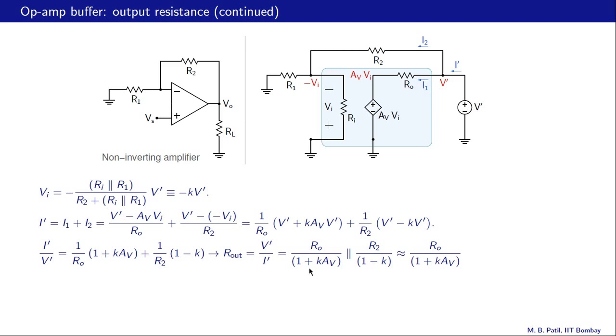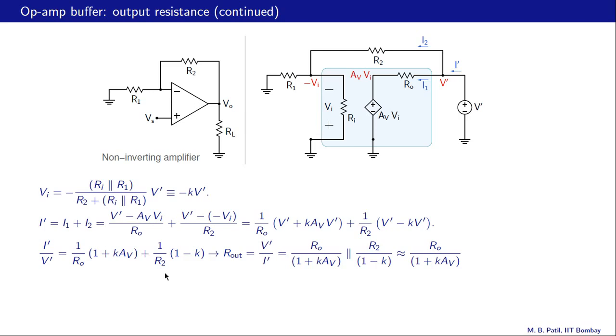Now of these two, this resistance is clearly very small because we have RO here, and RO of an op amp is a small resistance, and therefore a small resistance in parallel with a larger resistance is essentially that smaller resistance itself. So then we have R out approximately equal to RO divided by 1 plus K times AV. Now AV is a large number, 100,000 for the 741 op amp, so therefore this quantity is actually a very small resistance.